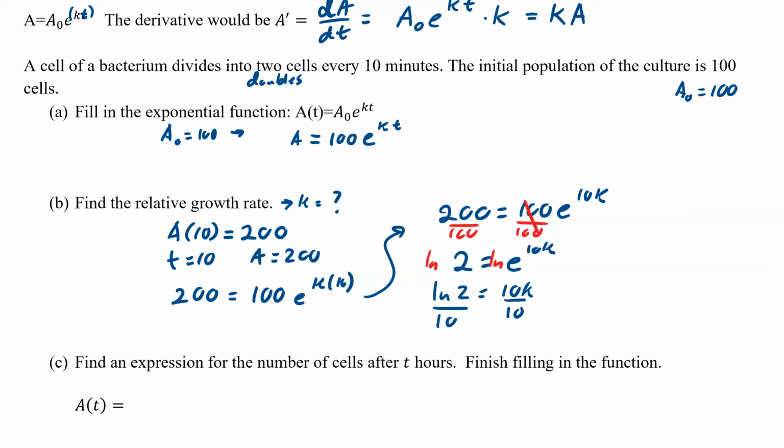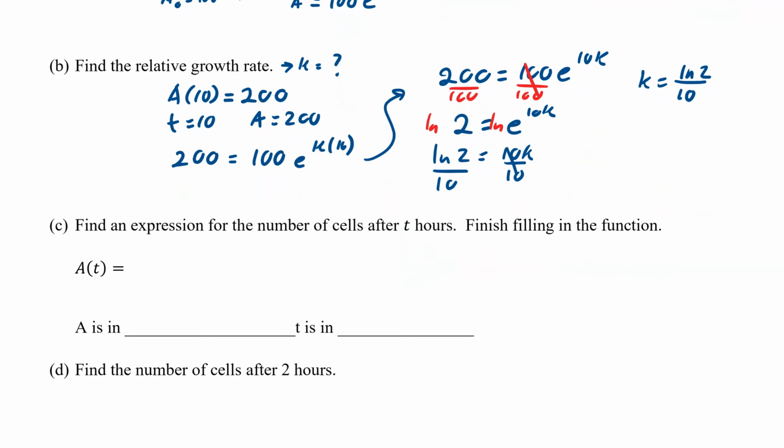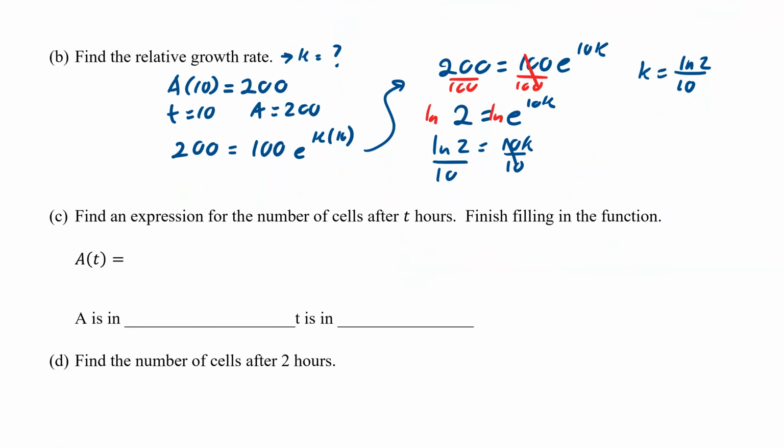Now if you've done this enough, you could have already just said, well, k is ln of 2 over 10, because it's the time it takes to double. So it's ln of whatever you want over the time it takes to get there. So if we wanted to know how long it takes to get to 1.5, it's ln of 1.5 over the time it takes to get there. All right, so that is now our k, and we're going to leave it the way it is just to make it more usable. So now let's plug it in to find the expression for our number of cells.